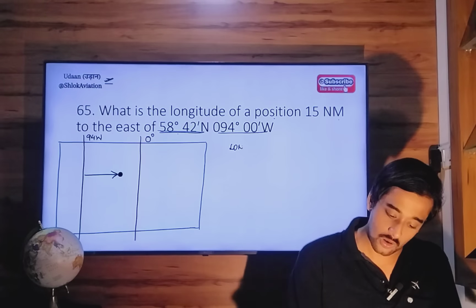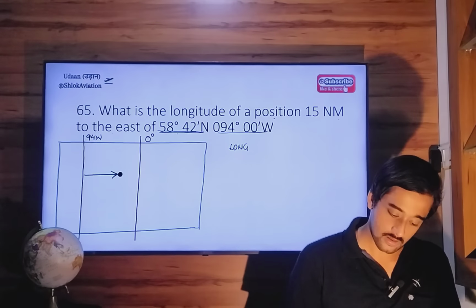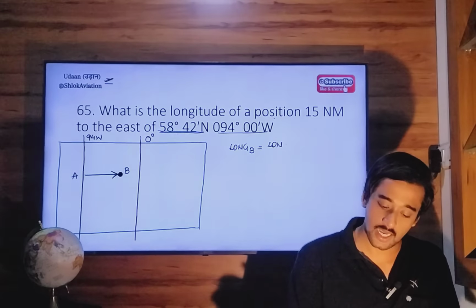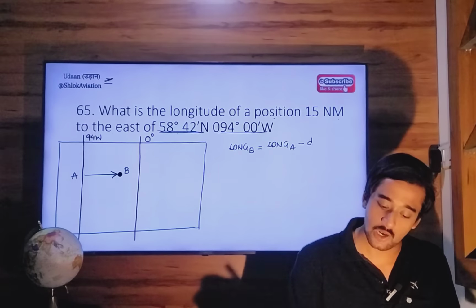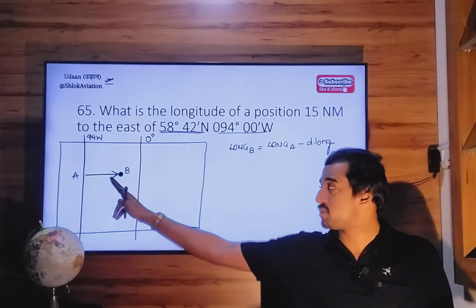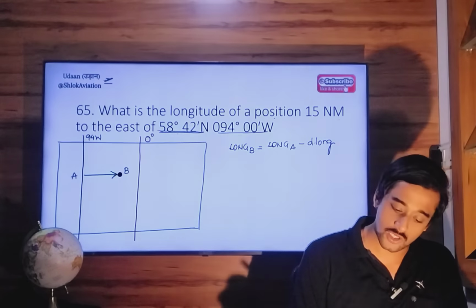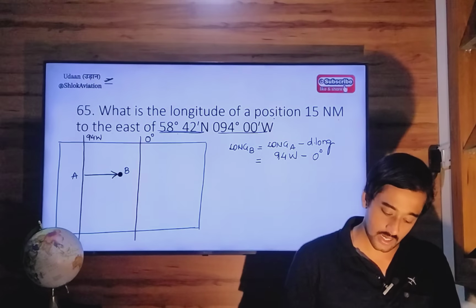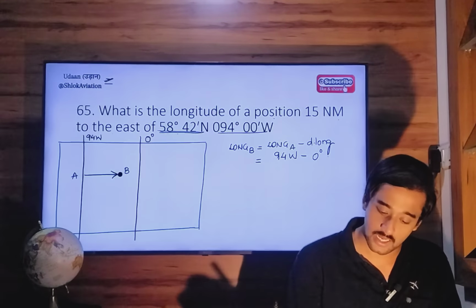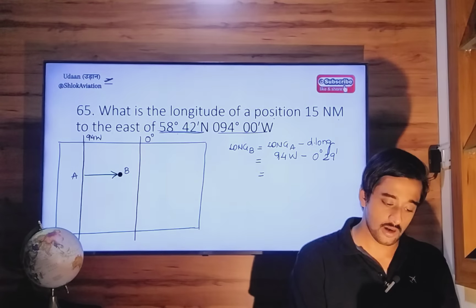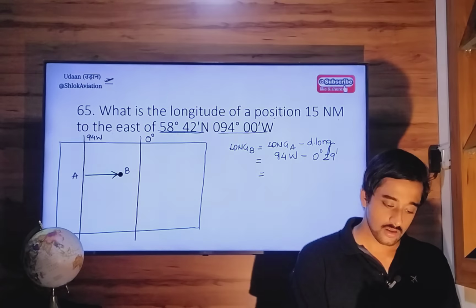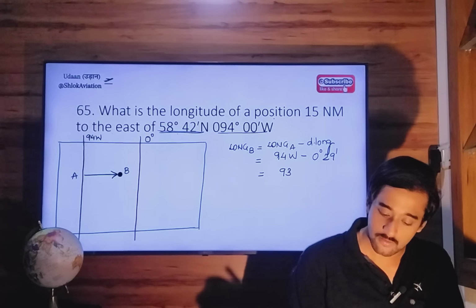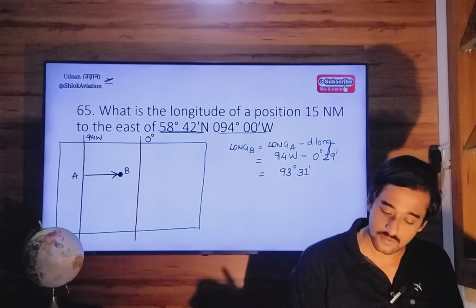Therefore, the longitude of, let's say this is your Alpha, so longitude of Bravo is longitude of A, which is 94 west, minus the d long between them. Since you are in the western hemisphere and you are flying easterly, the values of longitudes will decrease. So 94 west minus 0 degree 29 minutes is 93 degree 31 minutes west.